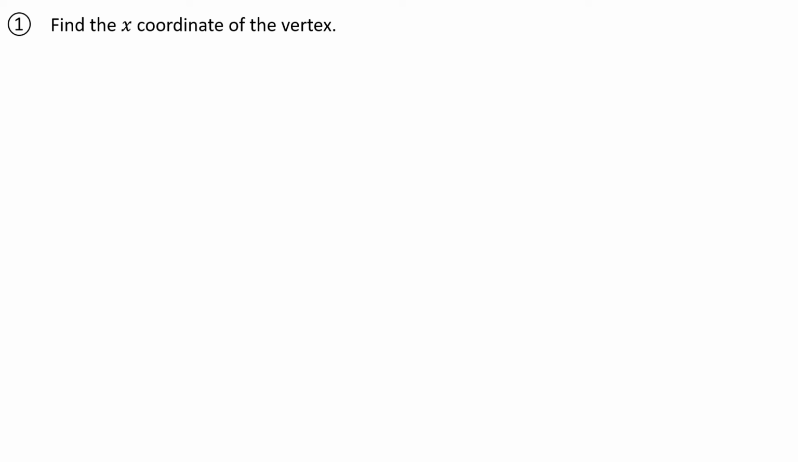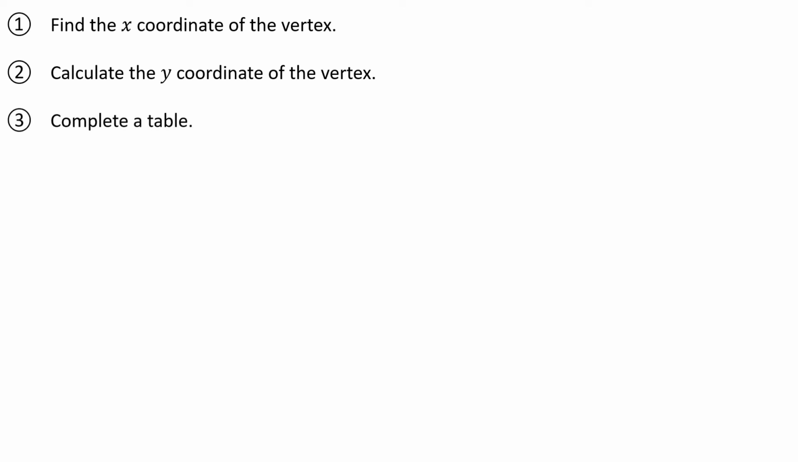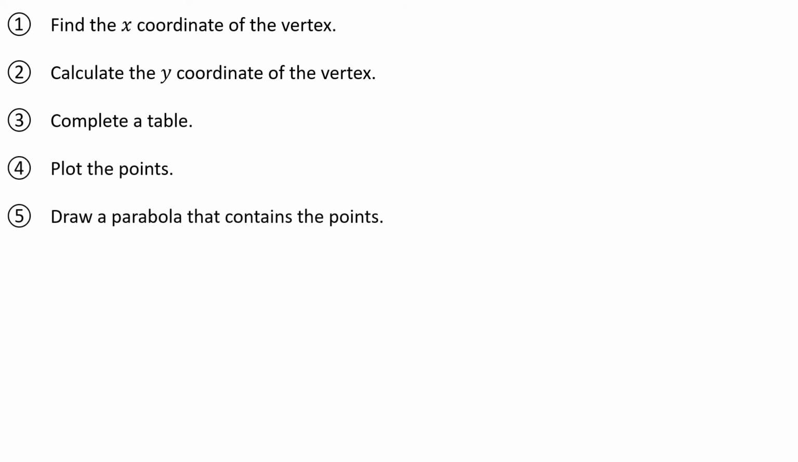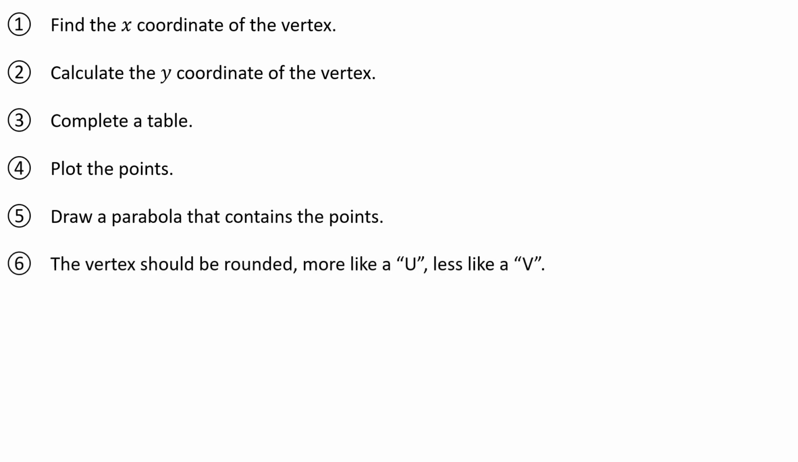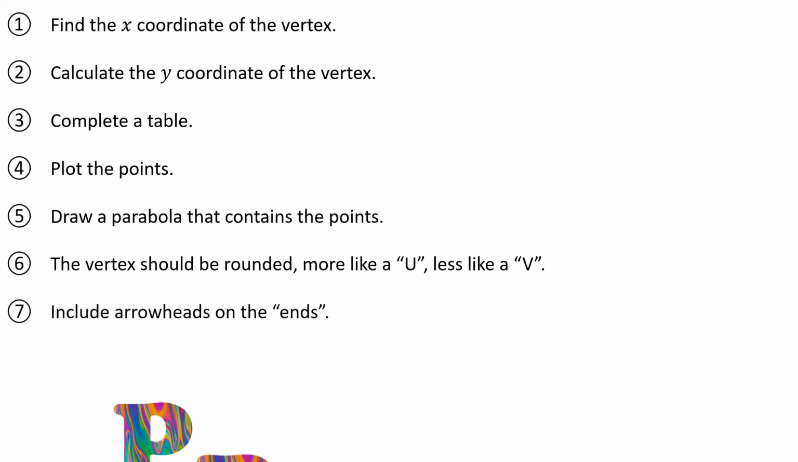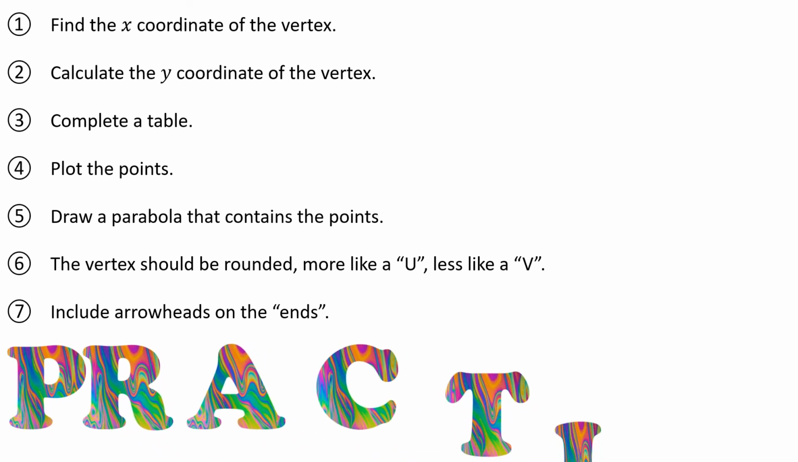So again, you want to start by finding the x-coordinate of the vertex. You want to calculate the y-coordinate of the vertex. You want to complete a table. You want at least 3 points on each side of the vertex. Plot the points. Draw the parabola that contains the points. Try to make sure it looks a little bit more rounded, kind of like a U at the vertex and not so much a V. And make sure you put the arrowheads on the ends of the parabola.